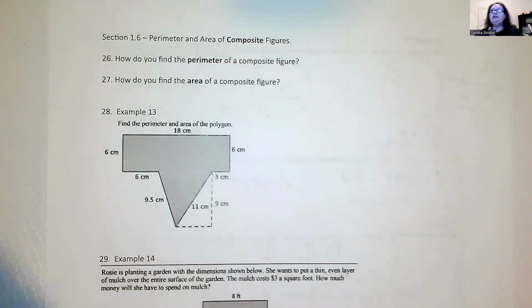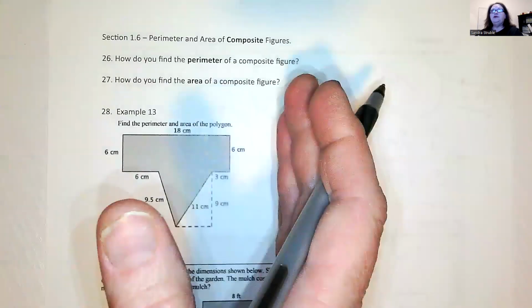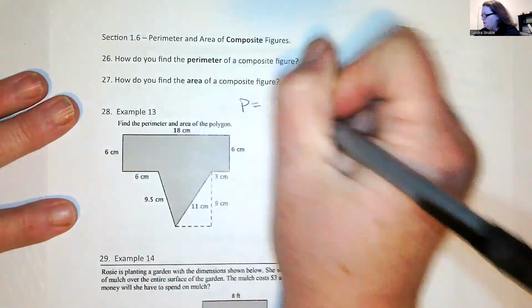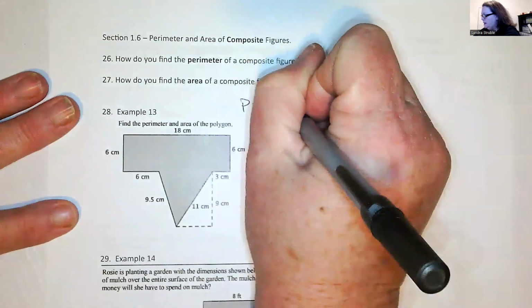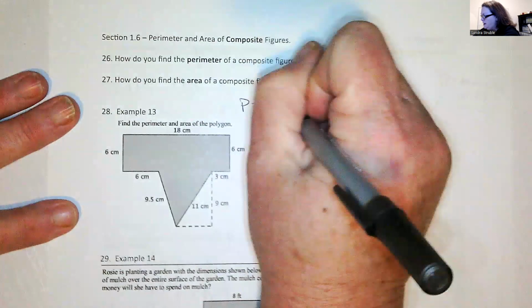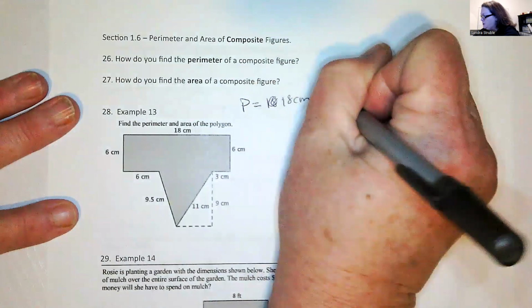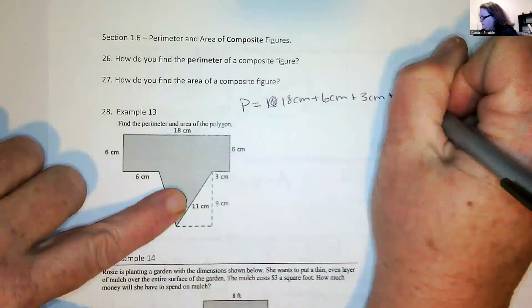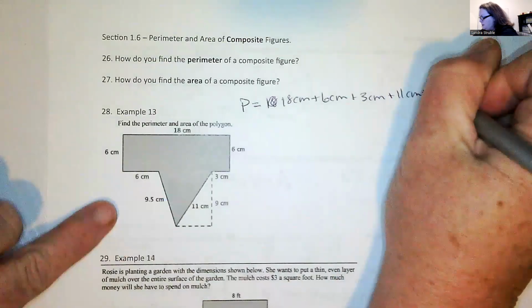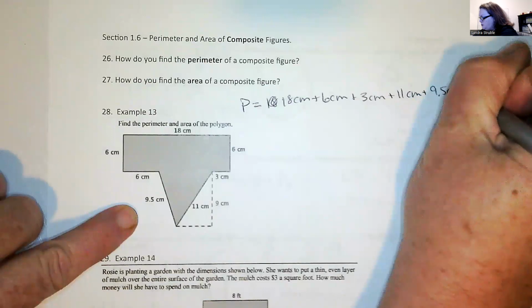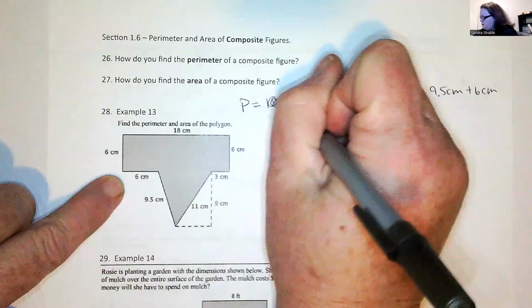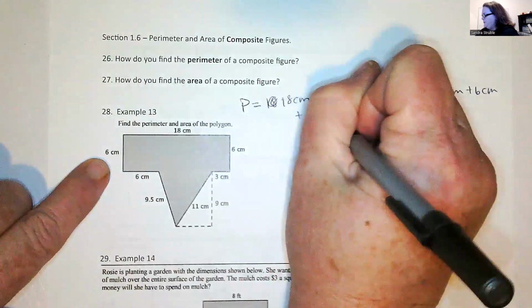Okay, the perimeter is the easy part unless they don't give you all of the sides. In this case, for example, 13, they do. So I'm going to knock out perimeter real quick. So P is equal to 18 centimeters plus 6 centimeters plus 3 centimeters plus 11 centimeters plus 9.5 centimeters plus 6 centimeters plus another 6 centimeters. All right.